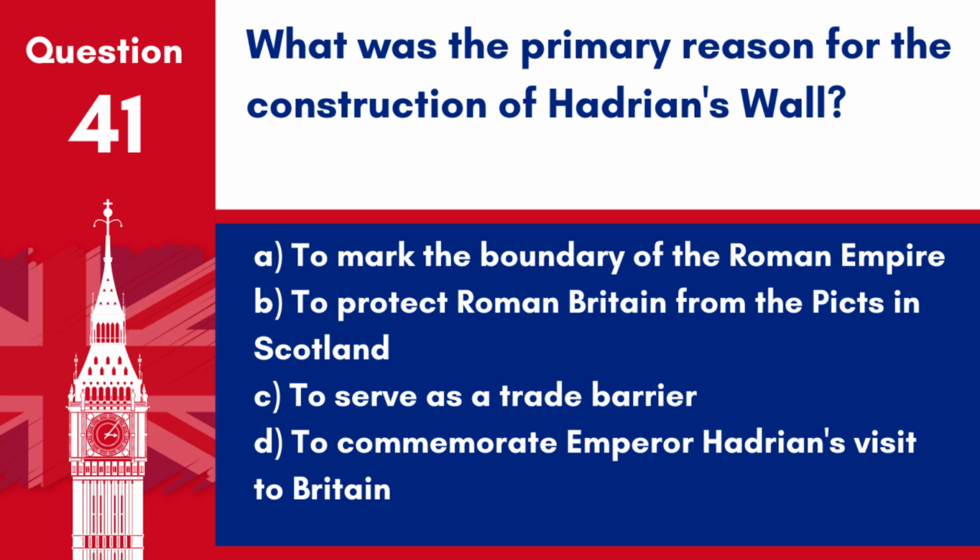Question 41. What was the primary reason for the construction of Hadrian's Wall? A. To mark the boundary of the Roman Empire. B. To protect Roman Britain from the Picts in Scotland. C. To serve as a trade barrier. D. To commemorate Emperor Hadrian's visit to Britain.